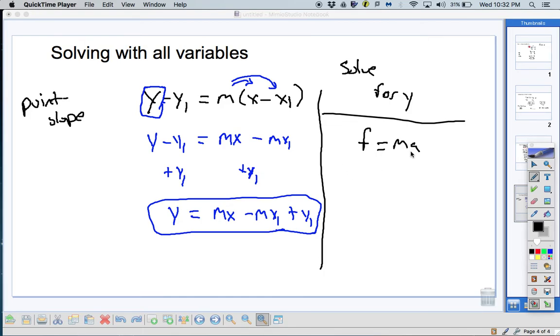What's important is that you end up with 3 letters. This is force, this is mass, and this is acceleration. And let's solve it for, I don't know, let's solve it for m today. Okay, so our goal is to get m by itself.